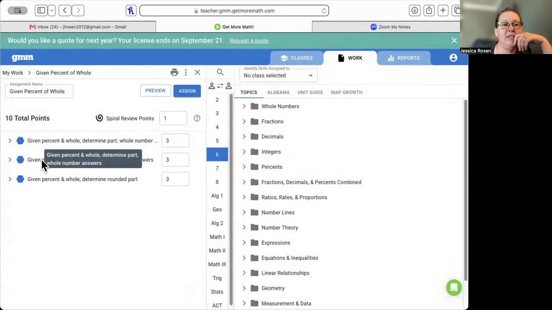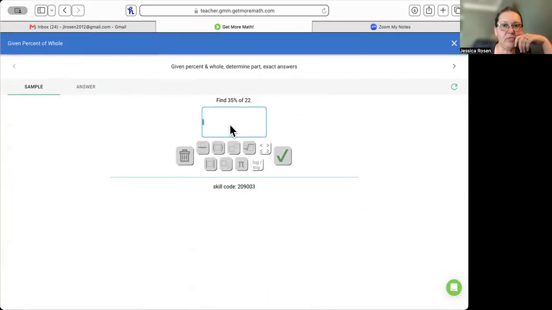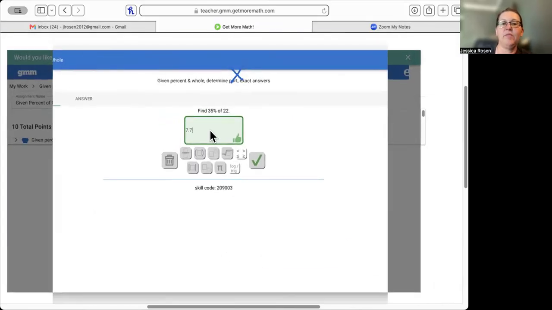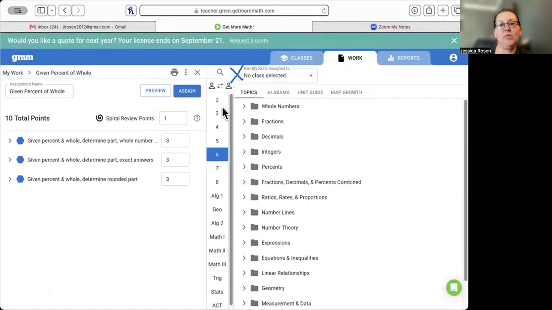Then another part of the assignment is going to have you determine the exact answer. This one tells you find 35% of 22. Same concept, of still means to multiply. So when we put 35% times 22 into our calculator, it gets us 7.7. So it wants the exact answer. Some are going to want a whole number, some of them are going to want an exact answer. So just be real careful to pay attention to that.